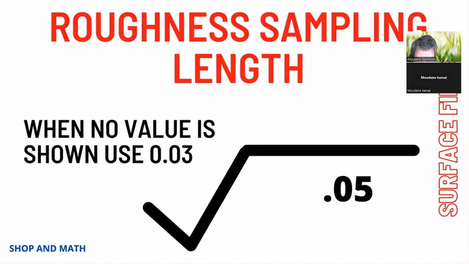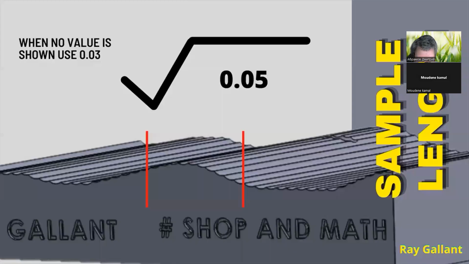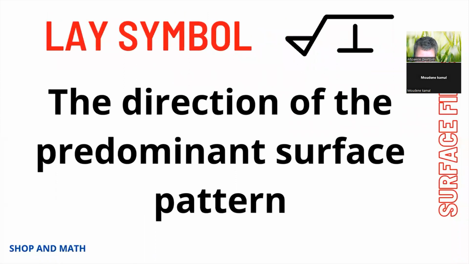Roughness sampling length. Basically, this is the length that you set your surface roughness tester up to measure across. The minimum length, if not stated, will be 30 thousandths of an inch. Lay symbol, the direction of the predominant surface pattern.